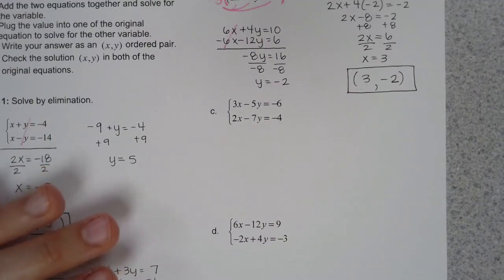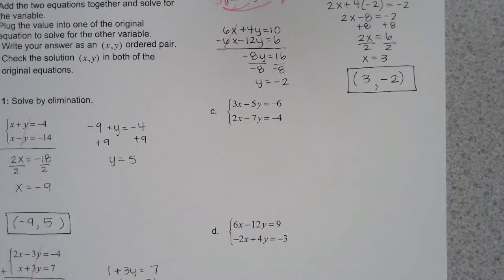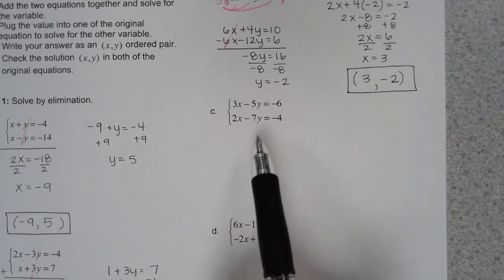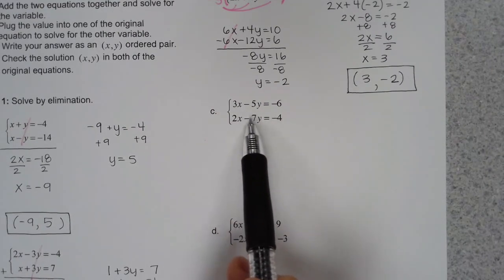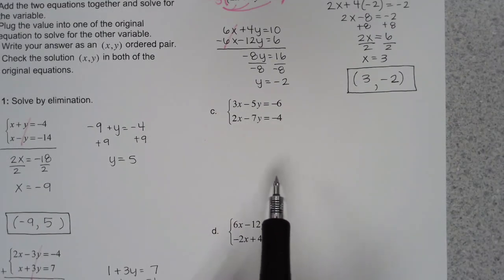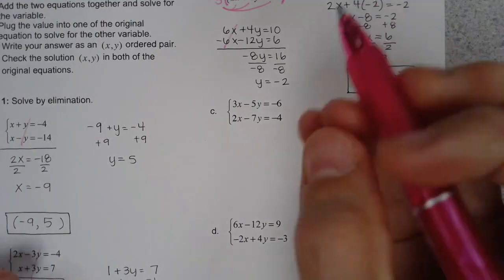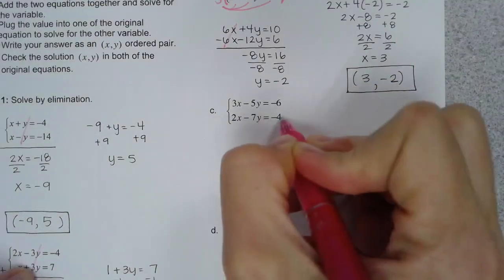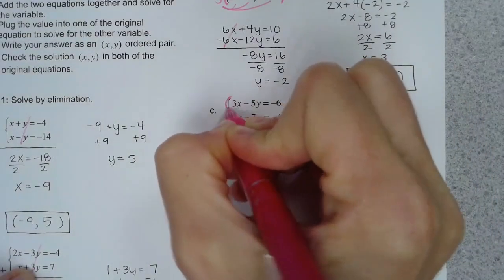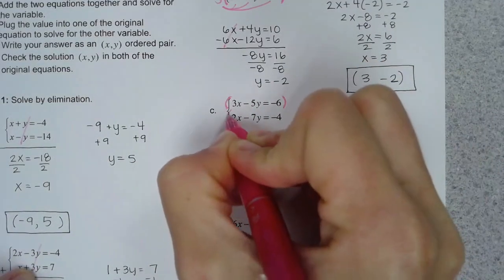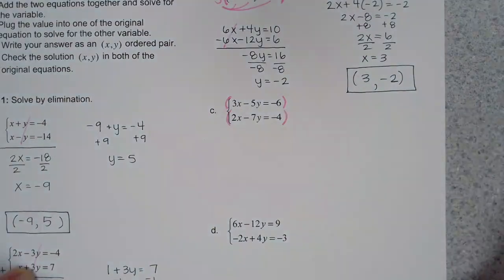On question C, we have a little more work to do because 3 and 2 are not opposites, and -5 and -7 are not opposites. And so on this one, we're going to have to do a little bit extra to make them be opposites because we can't just multiply one equation through by something. On this one, we're going to have to multiply both equations through by something to make them be opposites.